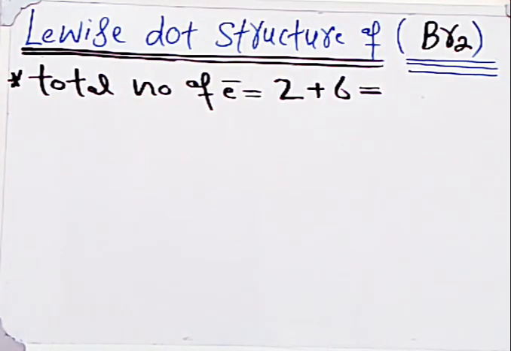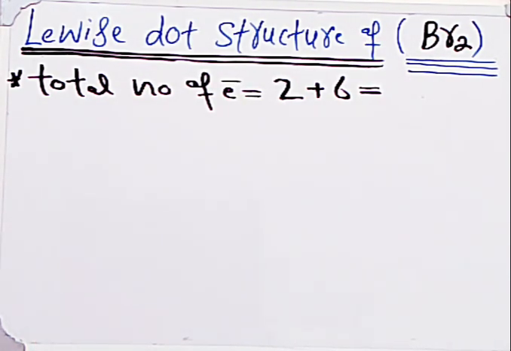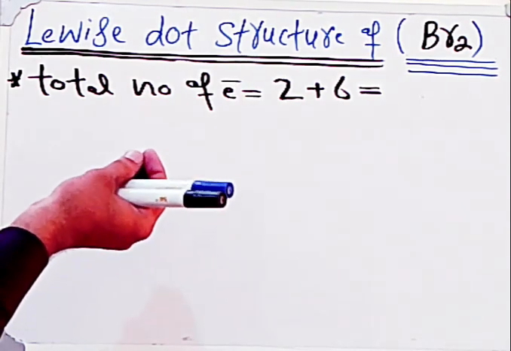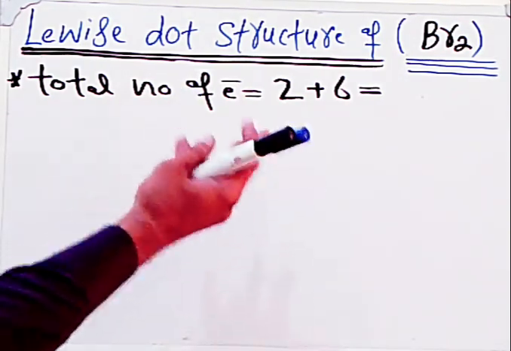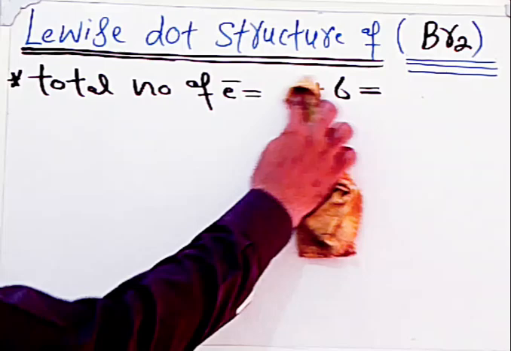Students, in this video, we are going to draw the Lewis structure for the Br2 molecule. When two non-polar atoms combine together, they form a molecular compound. So Br2 is a covalent and also a molecular compound. First of all, we count the total number of electrons.